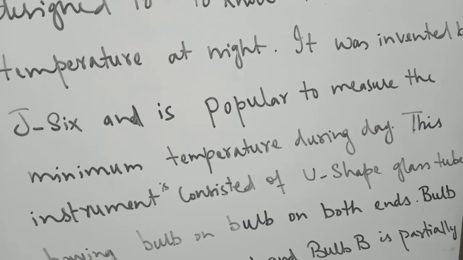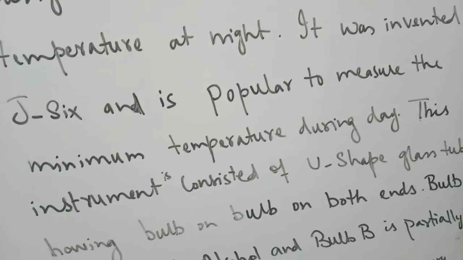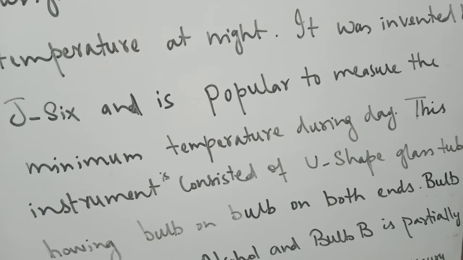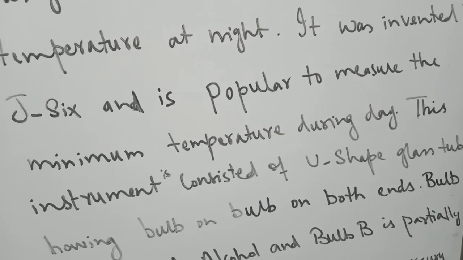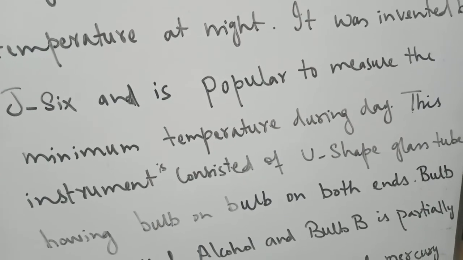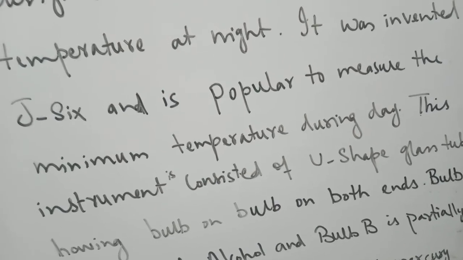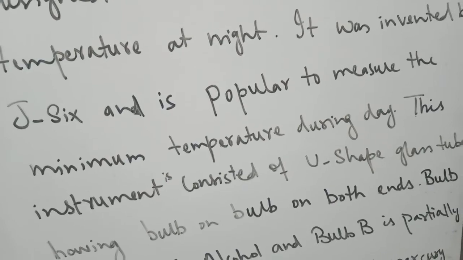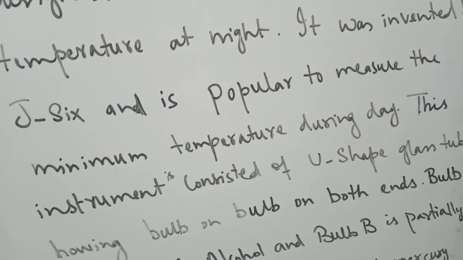Okay, now we need to know how it operates, how it works. For that purpose we need to check its working and construction. This type of instrument consists of a U-shaped glass tube. Let's take a look at the picture or diagram of the Six's maximum and minimum thermometer, then you will be able to understand it better.